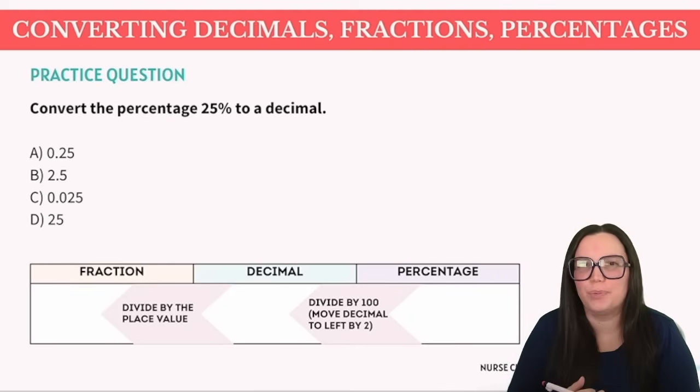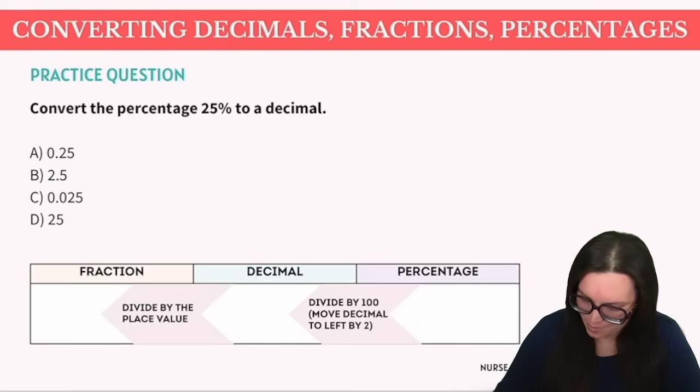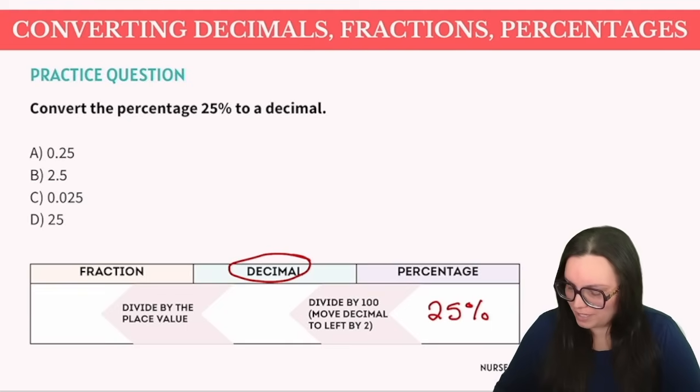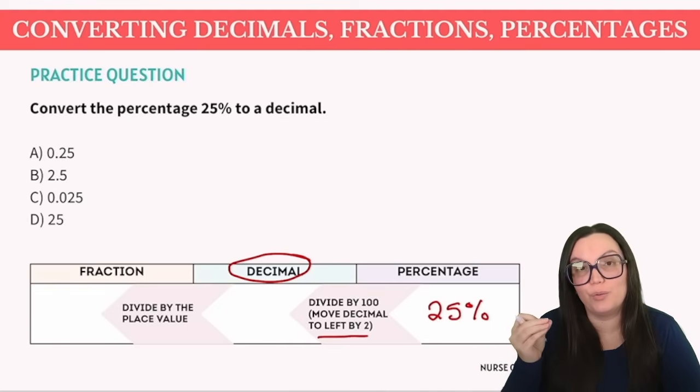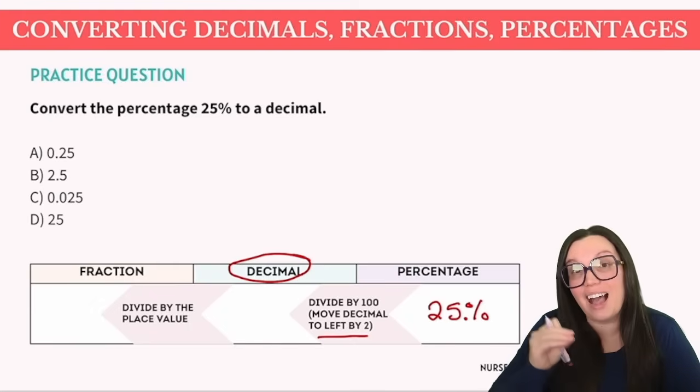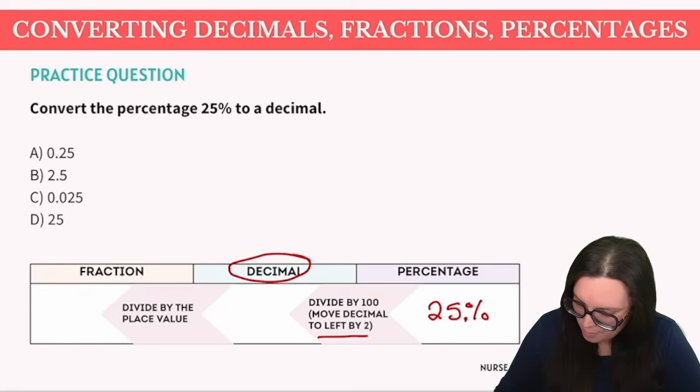Moving on to our last practice question for this section, we have convert the percentage 25% to a decimal. So we start off knowing that we have a percentage of 25% and we need to figure out the decimal. We do this by dividing by 100 or simply moving the decimal to the left 2 times. So in this, we know that our decimal would be behind the number 25 and we're going to move it to the left 2 times. This is going to give us .25.